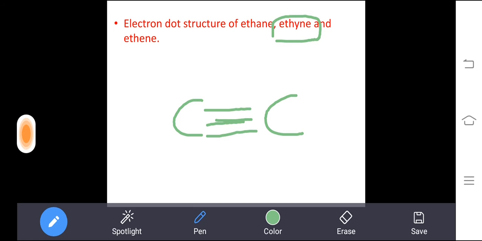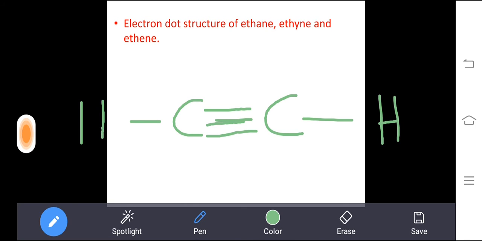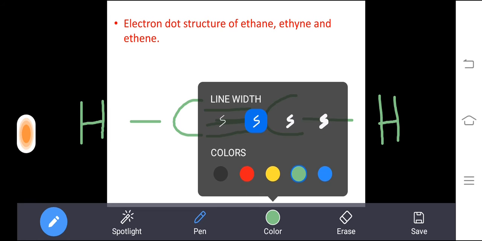Then we want to satisfy the valency. What is the valency for the carbon? 4. In that 4, 3 is already there, so only 1 I want to add. Here also, this carbon also has 3 already, so only 1. Then the remaining thing is hydrogen only, because ethane, ethene, everything is a hydrocarbon. So hydrogen. This is the structural formula. Once you draw the structural formula, the electron dot structure is very simple.